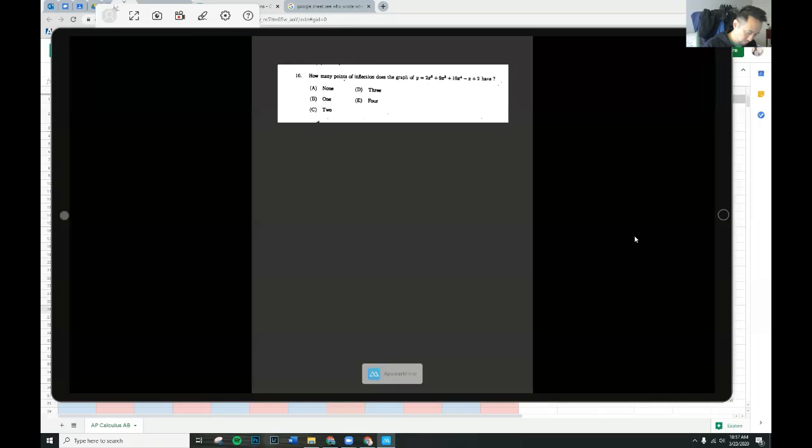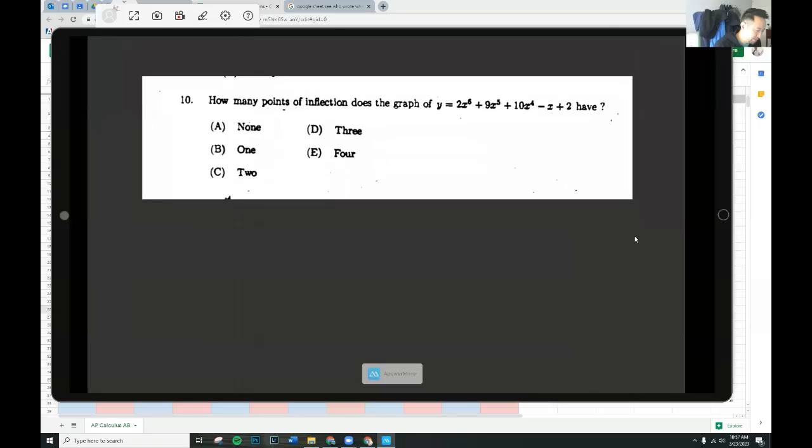Okay, so number 10 on packet number 5. How many points of inflection does the graph have? Okay, so I need to find the second derivative, find the critical numbers, and then see if it changes to positive, negative, negative, positive, that kind of stuff.